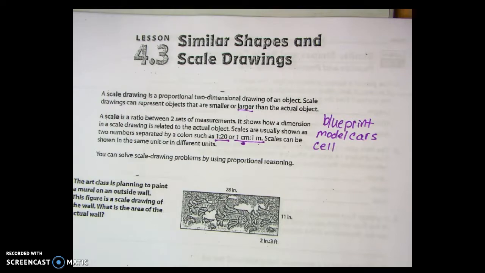Now this is not converting measurements. We're not trying to convert like inches to feet and those type of things. We'll do that later in the year, but that's not what we're doing right now. So if it's inches, then you're keeping it inches. If it's feet, you're keeping it feet, because the inches would be on the drawing and your feet would be like on your real object. So you're keeping those two things separate. You're just trying to find what the scale is or find the missing side.